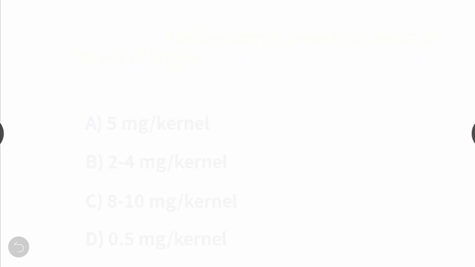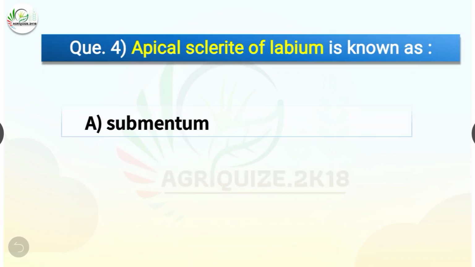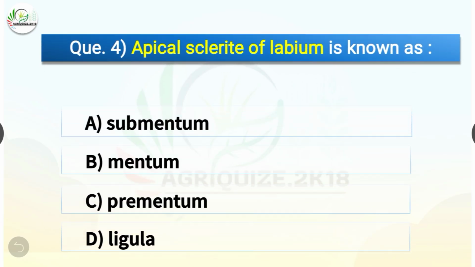Question number 4. Apical sclerite of labium is known as. The options are submentum, mentum, prementum or ligula. The correct answer is option C, prementum. So apical sclerite of labium is known as prementum, whereas the large basal sclerite of labium is known as submentum and the middle sclerite of labium is known as mentum.